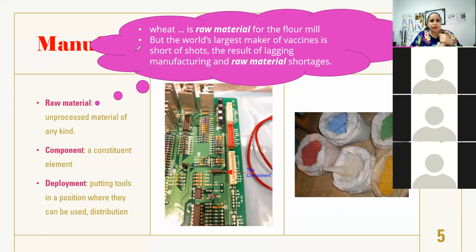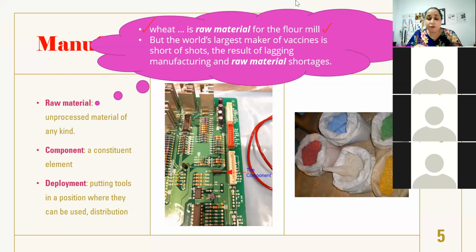So it says here, wheat is a raw material for the flour mill. And I'm going to tell you, wheat is the raw material. And once you get the flour, you can get tortillas. But you need wheat as the raw material. And then a very different example on how to use the raw material.